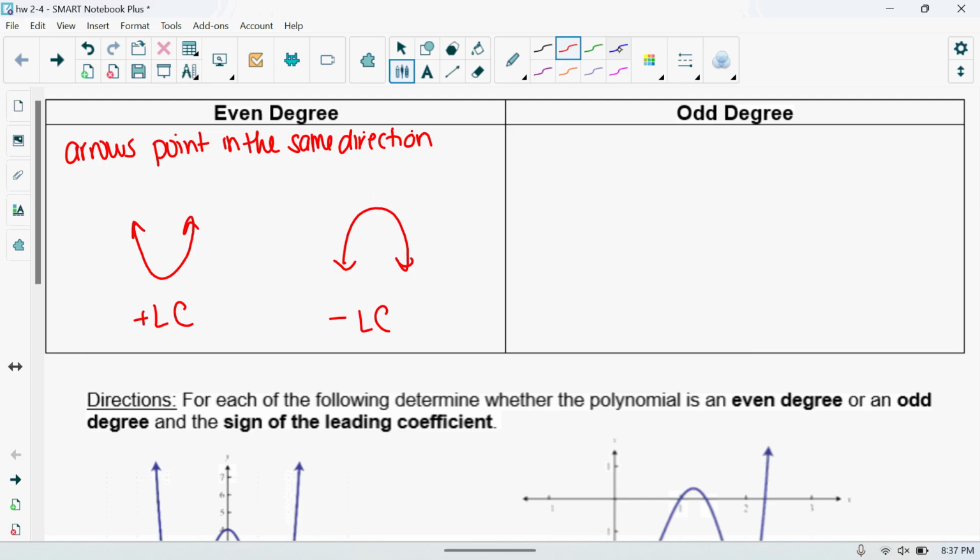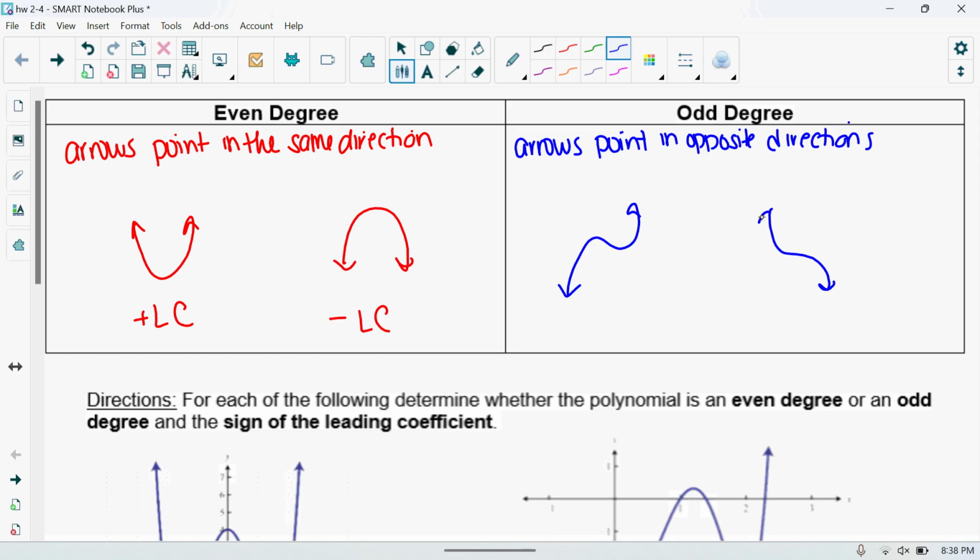For an odd degree polynomial, my arrows point in opposite directions. And for odd degree, we're always going to look to our right arrow. So my right arrow points up here, so this is a positive leading coefficient. My right arrow points down here, so this would be a negative leading coefficient.